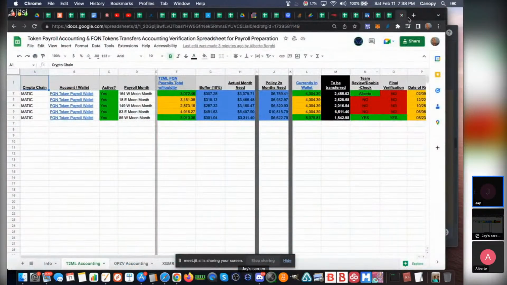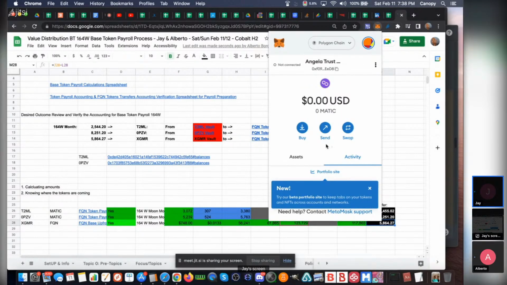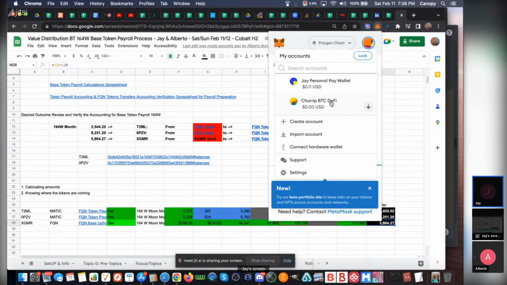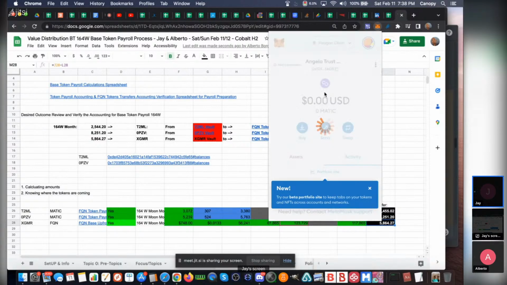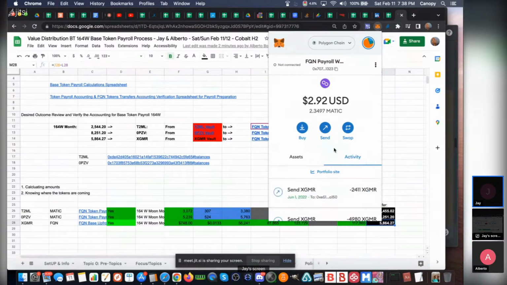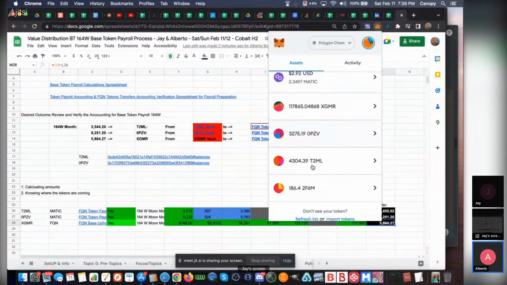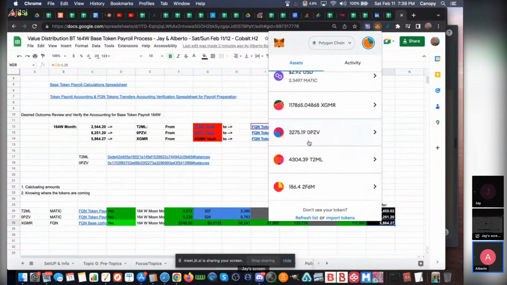All right. So the first question is just verifying that the amounts in the wallet are correct. The wallet we're looking for, and this is where it's very important, is the FTM in the wallet. Yeah, we have one payroll wallet. This is the same for all these tokens. FQN token payroll wallet. You can find line 12, 13, 14. And it says that we have 170,000 XGMR. I can check here. That's correct. I already verified this, but let's triple check. So that all looks good.